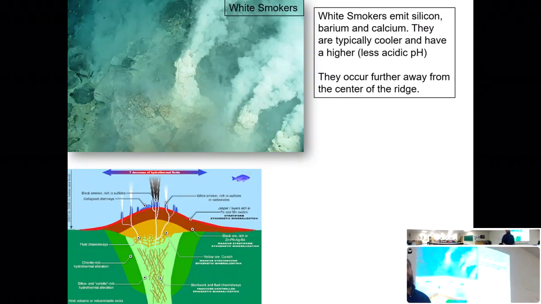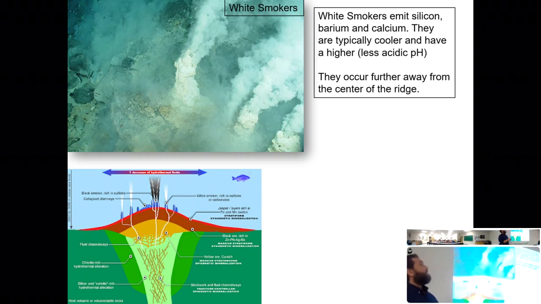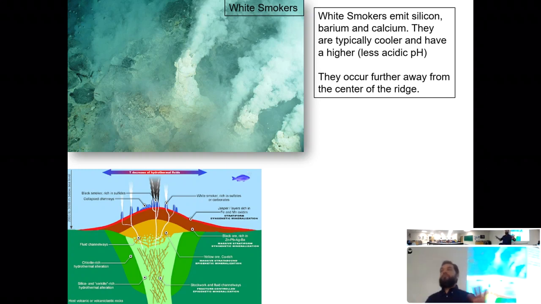Oh, and by the way, there are white smokers too. There's black smokers and white smokers. White smokers, instead of emitting a lot of iron, emit silicon, barium, and calcium. They're a little bit cooler, they're less acidic, and they're a little bit further away from the ridge. Okay, so black smokers you find right on the ridge. White smokers are a little bit further out.